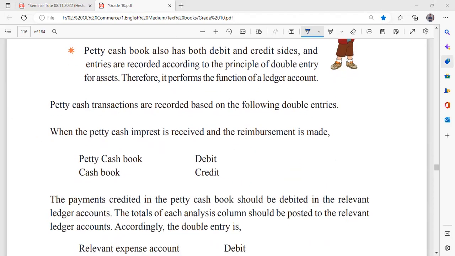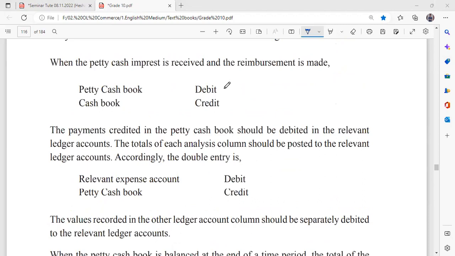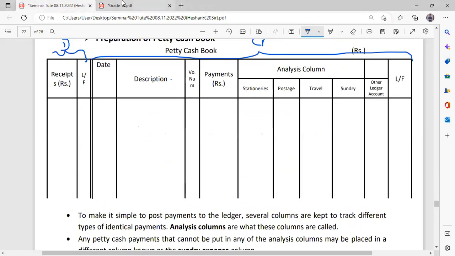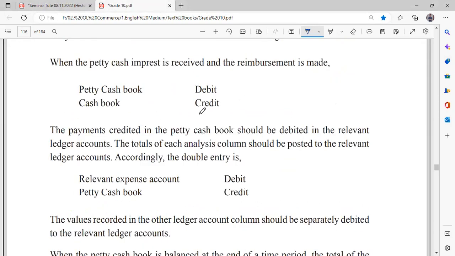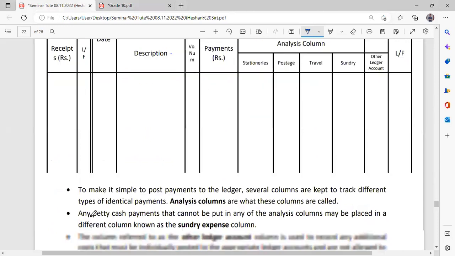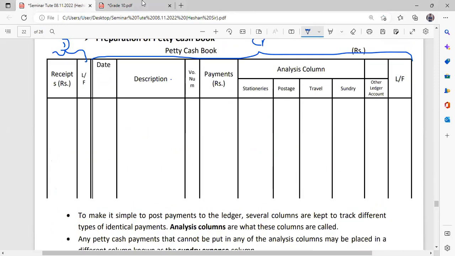Petty cash transactions are recorded based on the following double entries. When the petty cash imprest is received and reimbursement is made, petty cash book debit by petty cash, asset increase. Petty cash is also our asset, so we record it on the receipt side. Cash book credit by our cash, asset decrease. The payment credited in the petty cash book should be debited in the relevant ledger account. The total of each analysis column should be posted to the relevant ledger account according to the double entries. Relevant expense account debit, petty cash book credit, right?